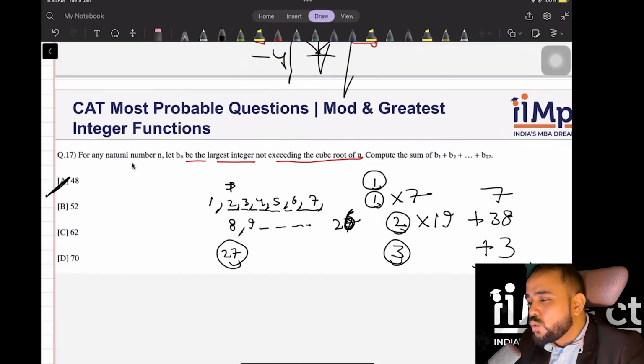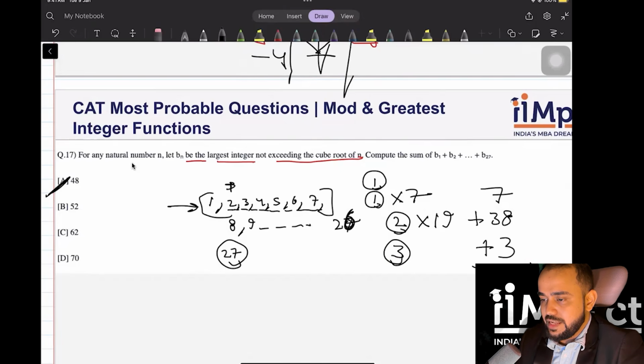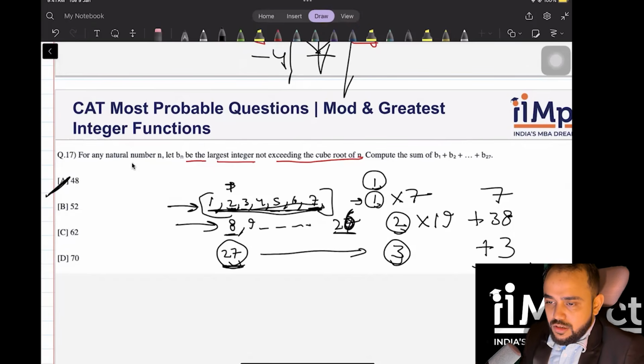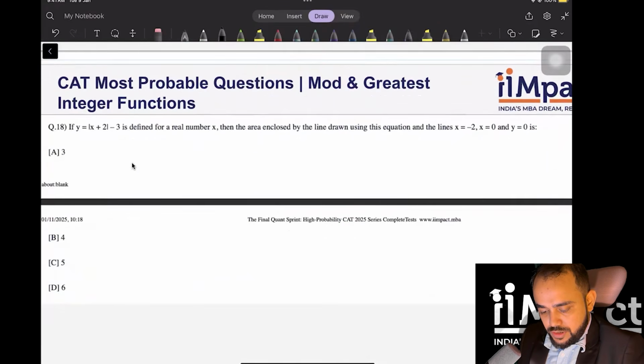Again, this is a sequence sort of question hidden in greatest integer function. The idea is you will have to break your sequence into numbers like this. So cube root of 2 is going to be 1 point something. Cube root of 7 is also going to be 1 point something. So all of these will give you a value of 1. So there are 7 such numbers. Cube root of 8 will become 2. So from this line, from 8 onwards, you will get 2 as your answer until 26, because 27 will give you 3. All right, moving on to the next question.